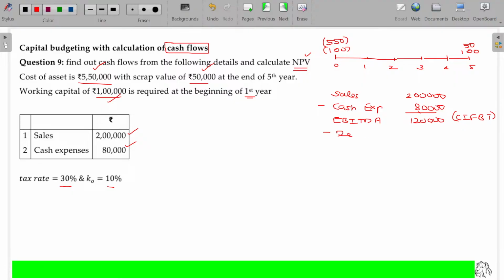Now I have to subtract the depreciation. The original investment is 550,000. We can get the scrap value 50,000 rupees by the end of 5th year. So 1 lakh rupees will be the depreciation to be provided year on year. After this, the value what you get is earnings before tax. Of course, we don't have the interest component, so we can call this EBT. From there, I have to subtract the tax component, in this case 30%.